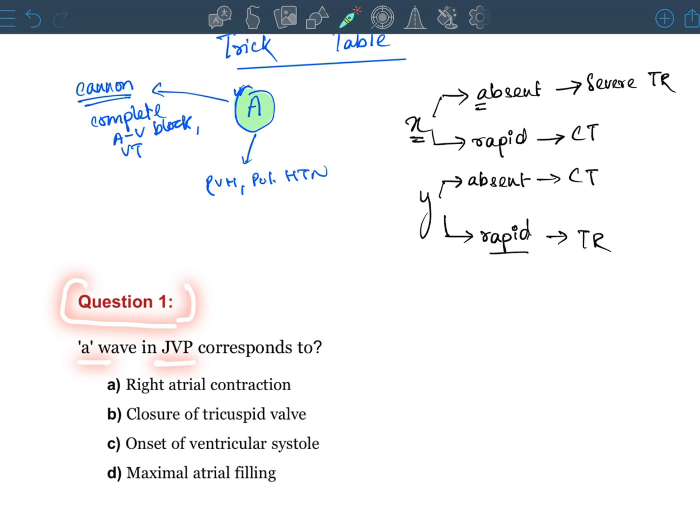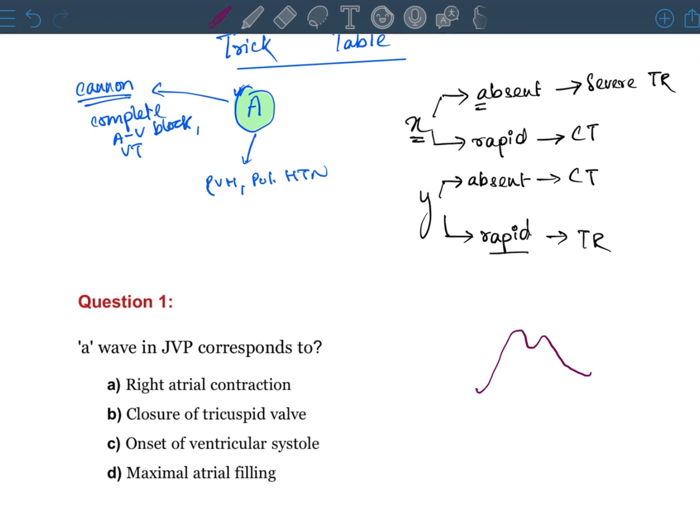A in JVP corresponds to... So let us do it. This is very easy, but still for your purpose, I am drawing it again. This is the A wave, C wave, X wave, V wave, Y wave. A, C, X, V, Y.